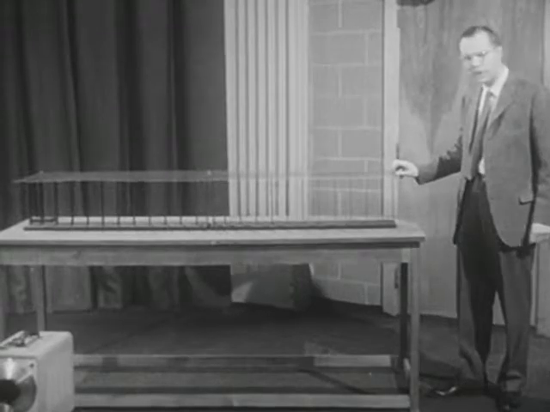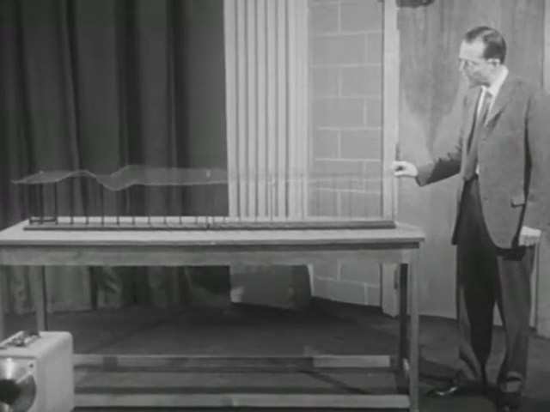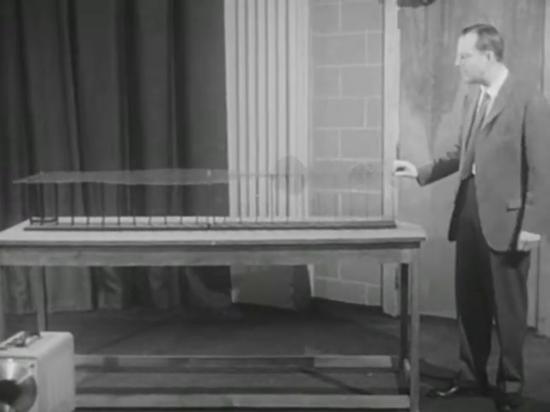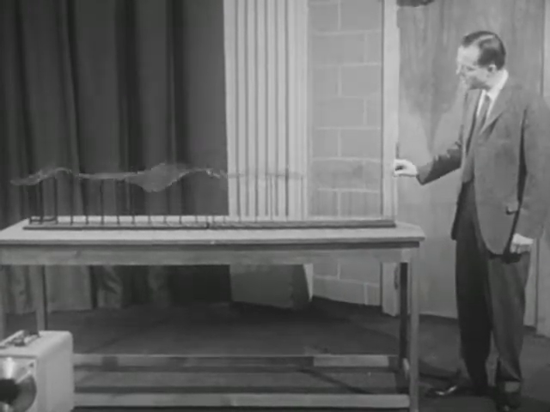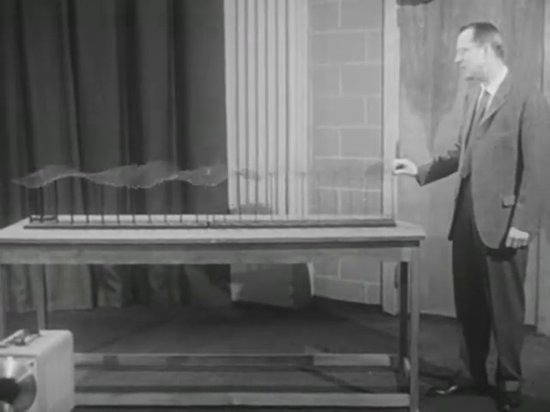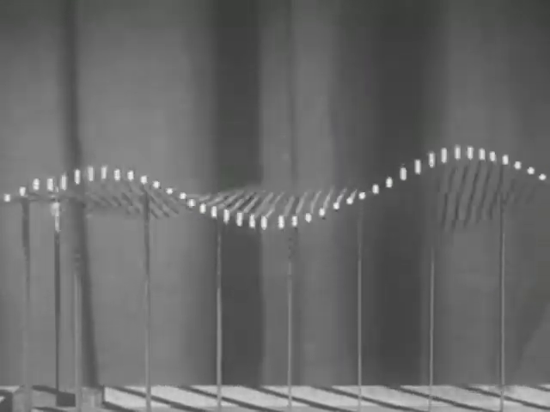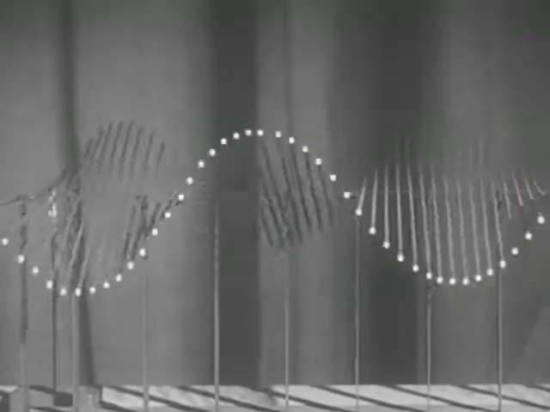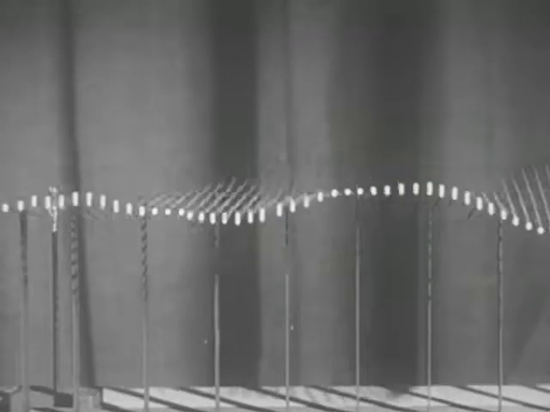Now, if I send out a wave pulse, it reflects from the other end. And if I send out a continuous train of waves, the reflected waves interfere with the incident waves, and we get regions of maximum displacement and regions of minimum displacement. The regions of minimum displacement are the displacement nodes.